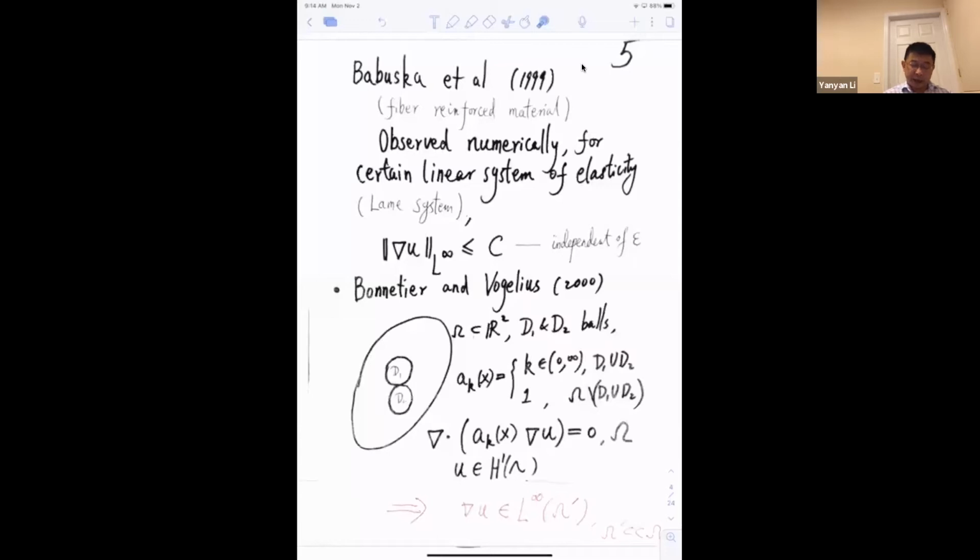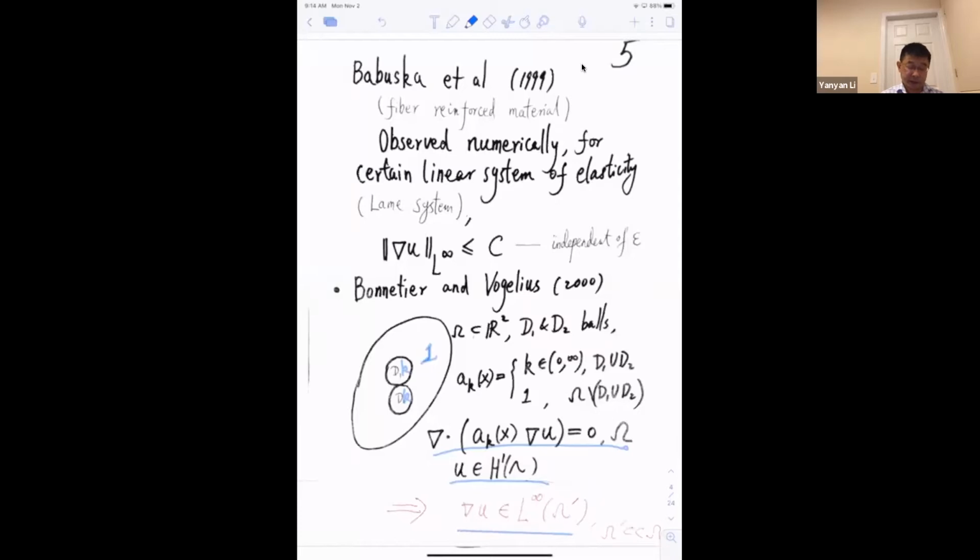They started with two dimensions. In two dimensions, we take two unit balls and let them touch each other, and you take a unit size domain. Then you take ellipticity K inside, K here. It's okay to take three different positive constants, but I just take a simple one, 1 here. So we have piecewise constant coefficients, and this is the equation. Assume that you have an H1 solution, and they prove that the gradient is L infinity.